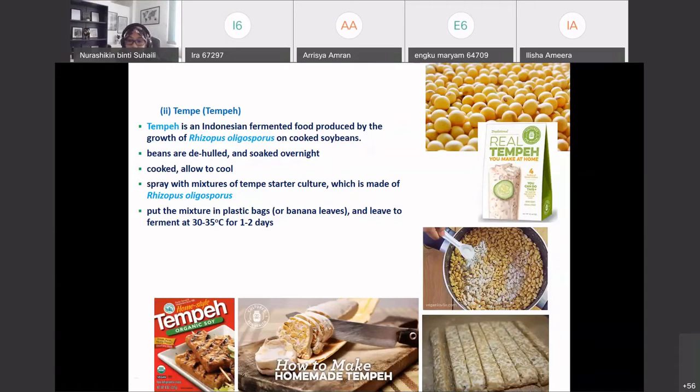But this one is edible. This kind of yeast are not harmful. That's why you can eat tempeh. Although you know that they are actually the mycelium of the Rhizopus oligosporus. Yeah?